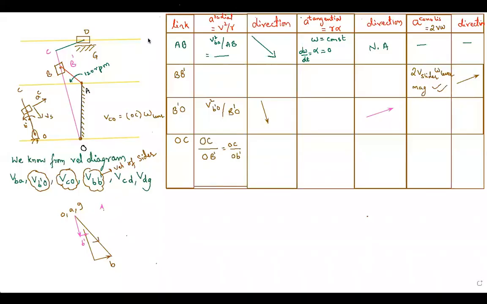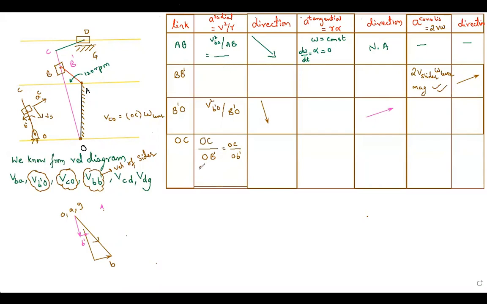So now guys, here we are going to find out OB dash is already known, and OB is known, right? So what is this? We need to find out the C point with respect to O. So OC is needed to be known, right? Just look at it, you'll understand. OC is needed to be known.